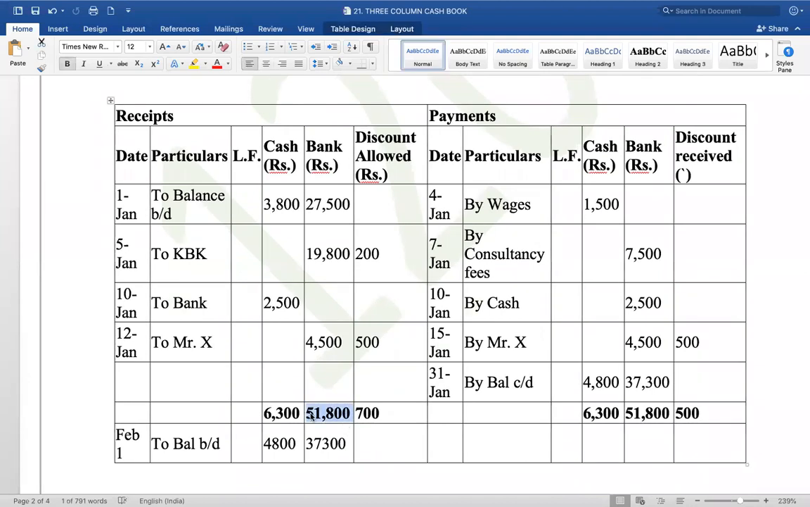But when you look at this, the amount is small. 7,500 plus 2,500, 10,000 plus 4,500, 14,500 only. So therefore, you will take the highest total on the credit side also of the bank column, 51,800. Difference between 51,800 minus this 14,500 is 37,300. This is the difference.